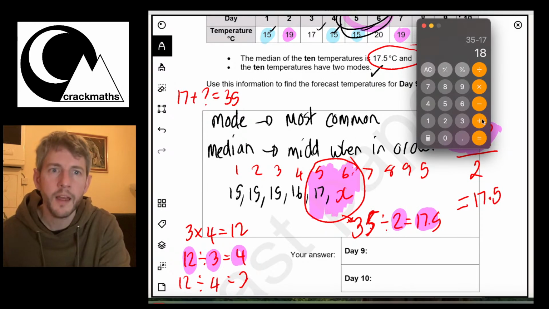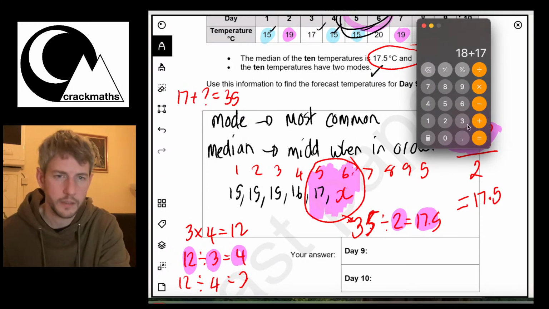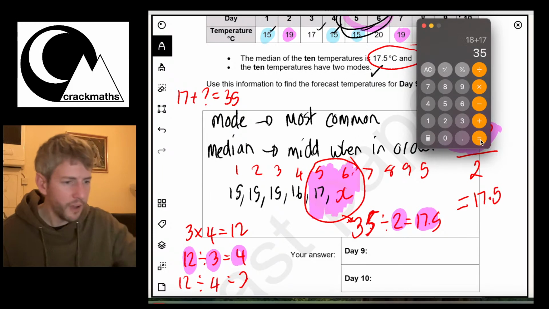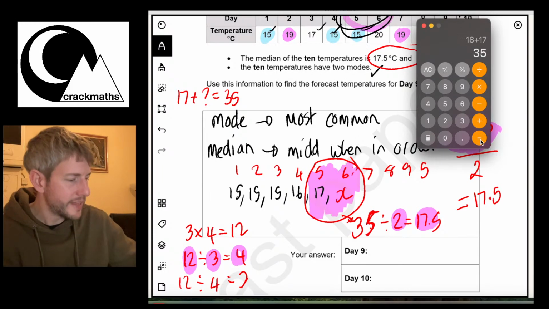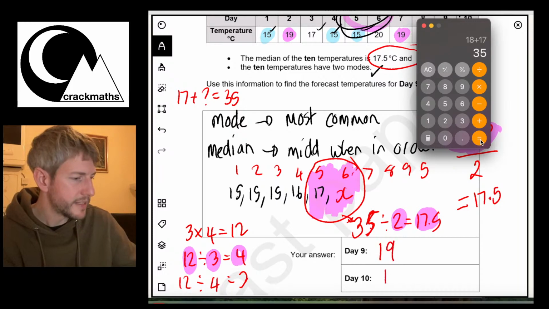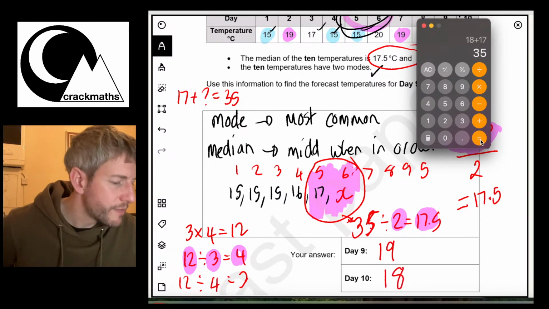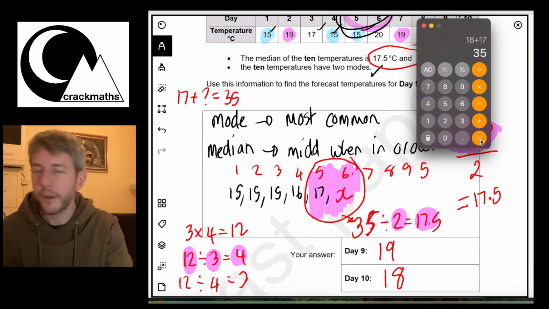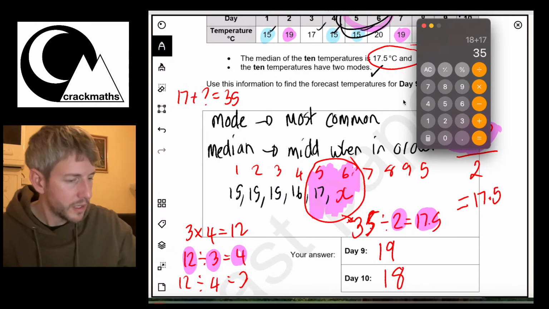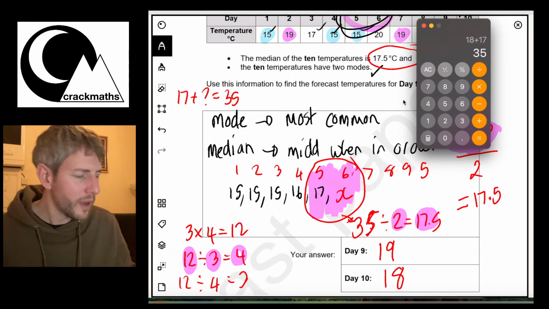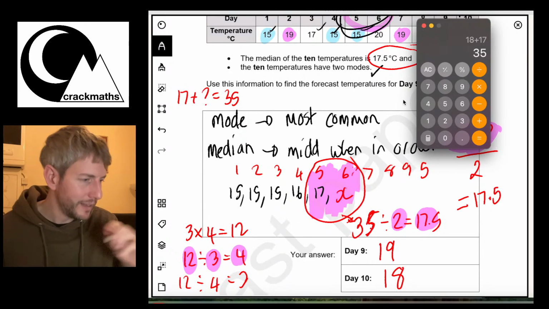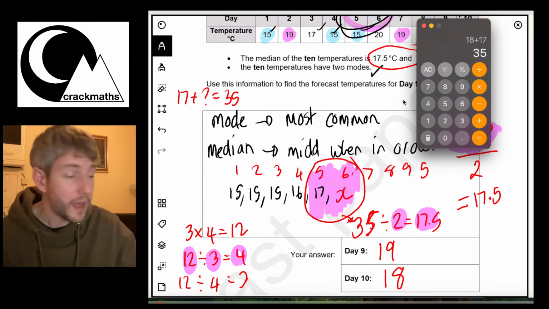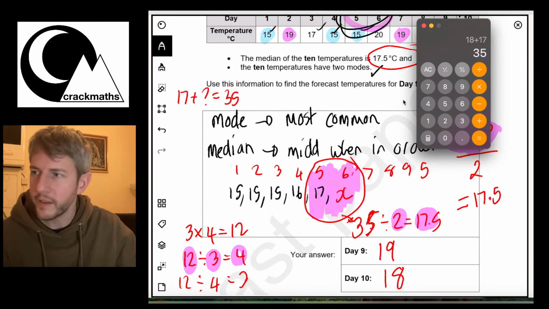Let's just double check that. 18 add 17 is 35. Right, so there we go. So that is that done. So I'll put that there. Day 9 is 19. Day 10 is 18. They didn't specify which way around they had to be, so that's fine for us to put them either way. Okay, great. Right. Let's now look at, so that was a nice example of a mode and a range.